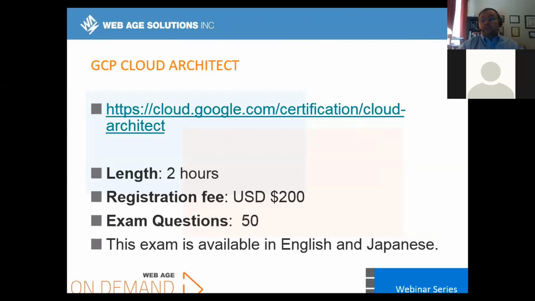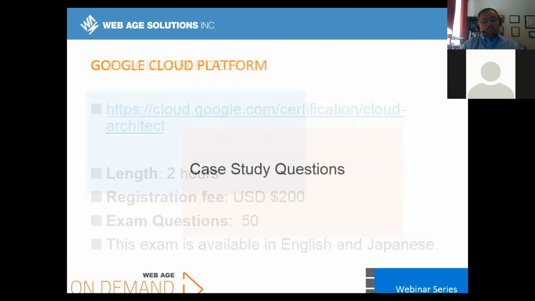Now, usually they upgrade the languages to Spanish and Portuguese as well. That's usually done a little after. I know the previous Cloud Architect, I believe, was available in 5 languages from what I remember. So who knows where they'll go.